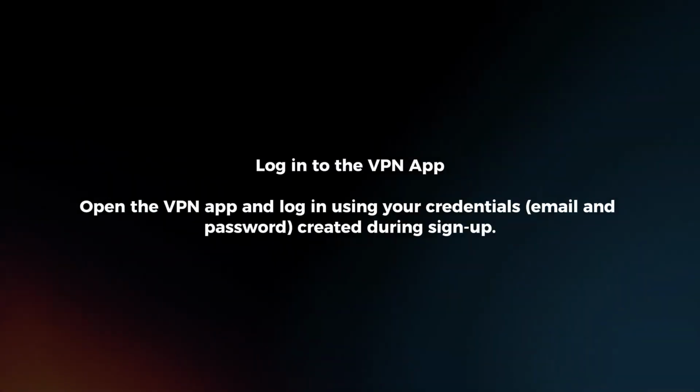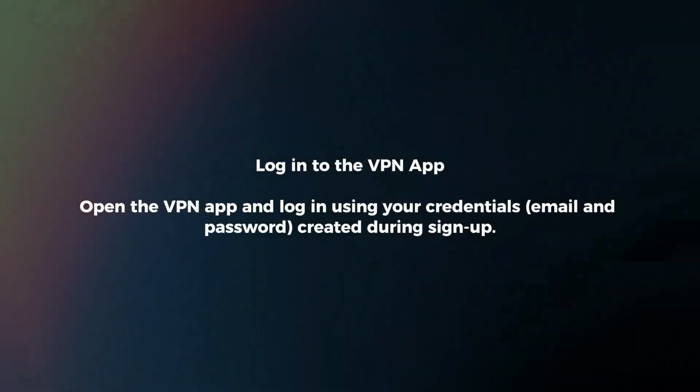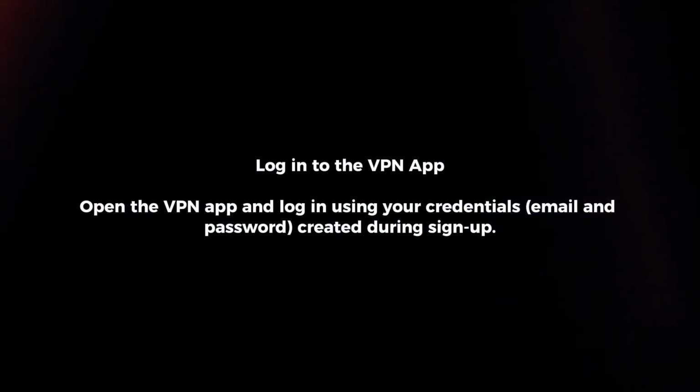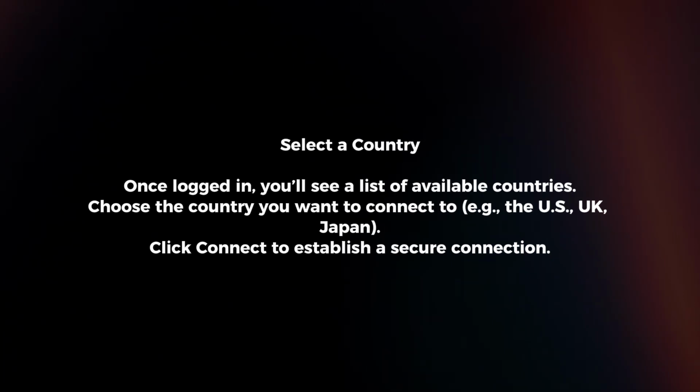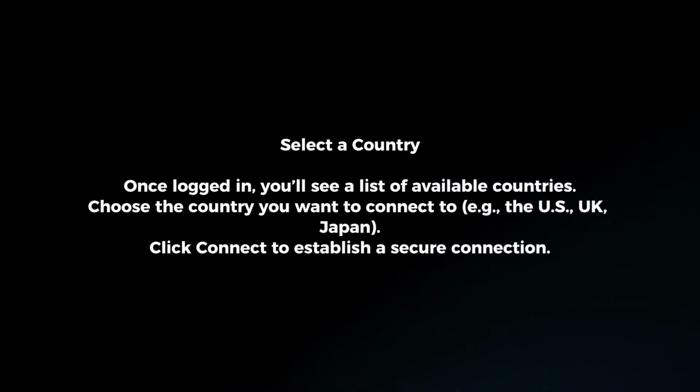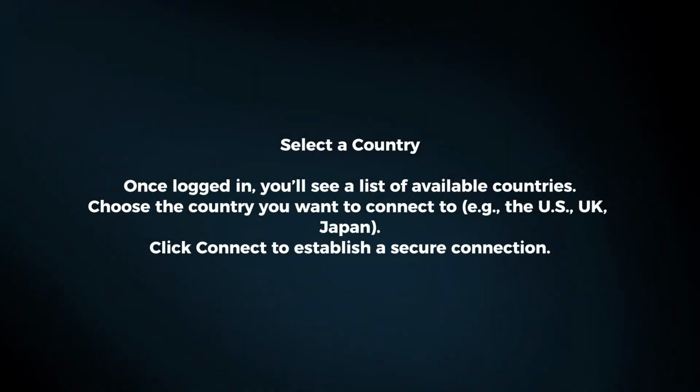Log into the VPN app. Open the VPN app and log in using your credentials created during sign-up. Select a country. Once logged in, you will see a list of available countries. Choose the country you want to connect to. Click Connect to establish a secure connection.